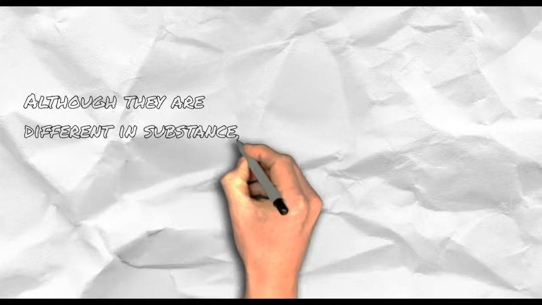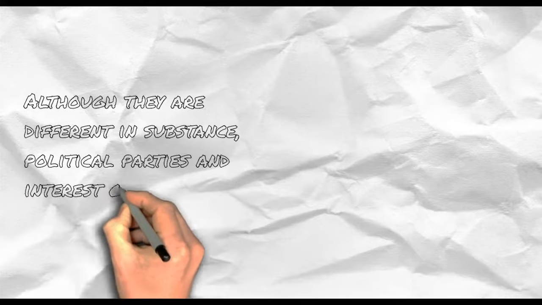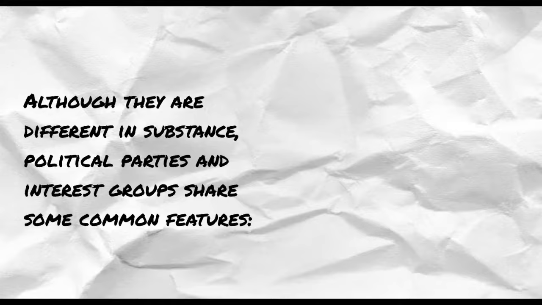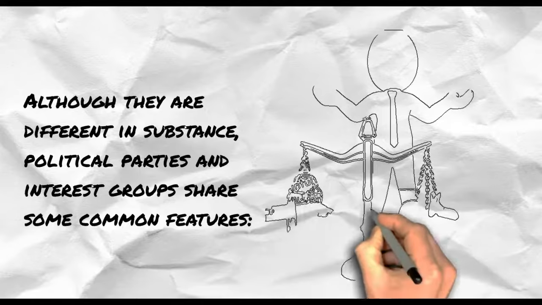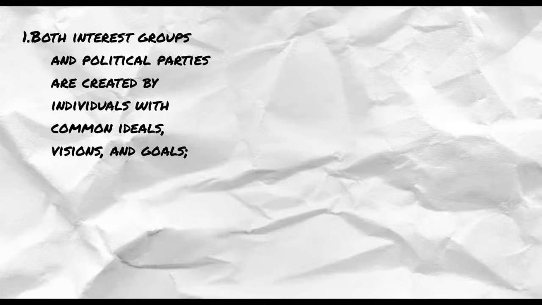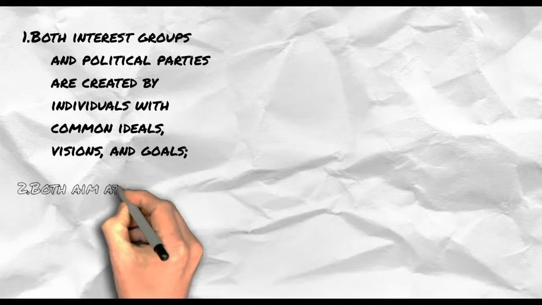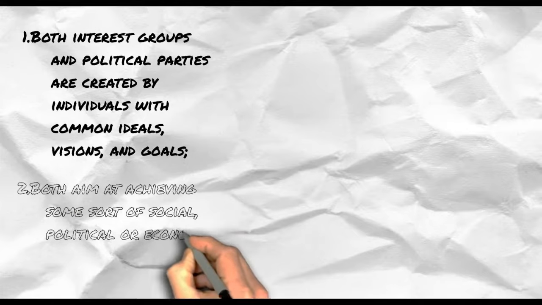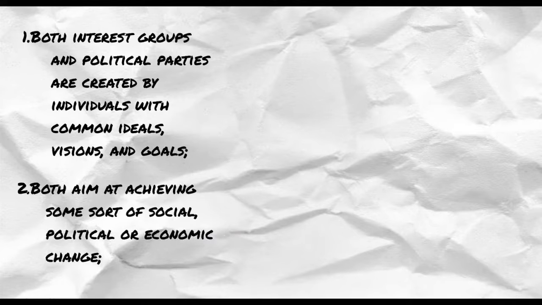Although they are different in substance, political parties and interest groups share some common features. First, both interest groups and political parties are created by individuals with common ideals, visions, and goals. Second, both aim at achieving some sort of social, political, or economic change.